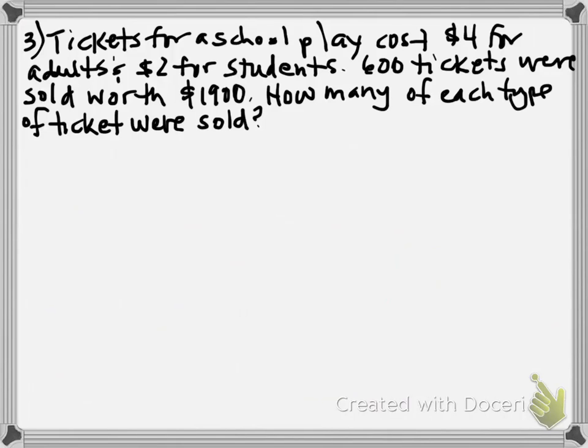Okay, so what are we solving for in this problem? How many adult tickets were sold and how many student tickets were sold? So I'm going to veer from my typical X and Y, and I'm going to change my variables to match this problem. So I'm going to let A equal the number of adult tickets and S equal the number of student tickets.